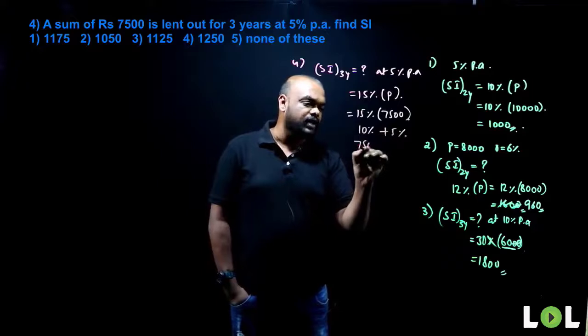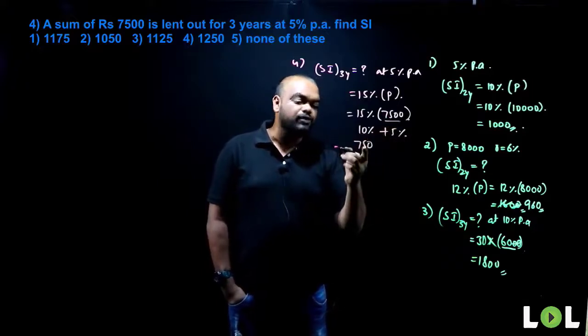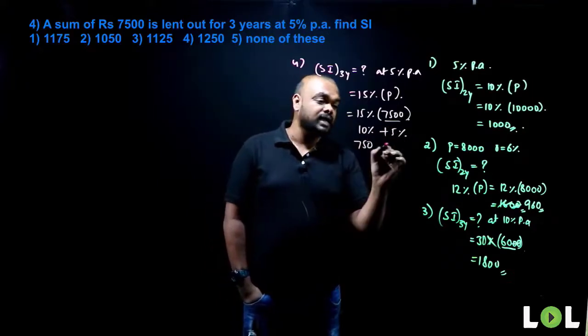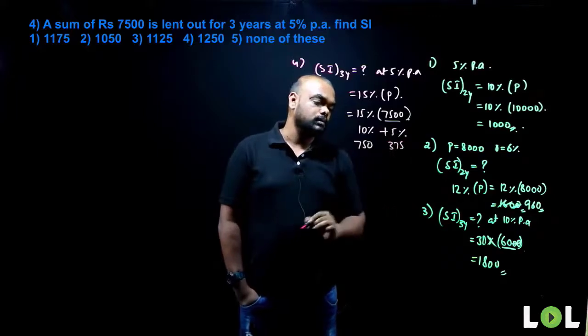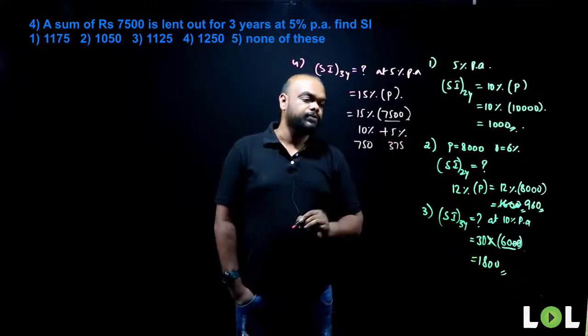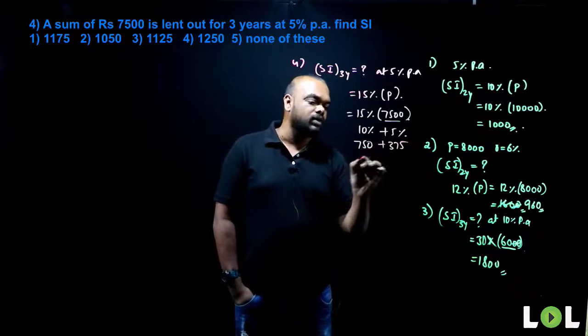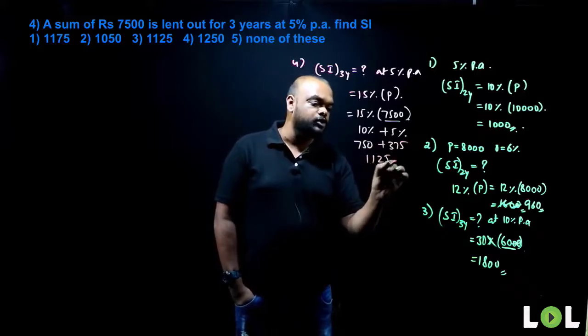10% of it is 750. 5% means half of 10%. Half of 750 will be 375. Am I right? Yeah, 375. If you add both of them, that will be 1125. That should be my answer.